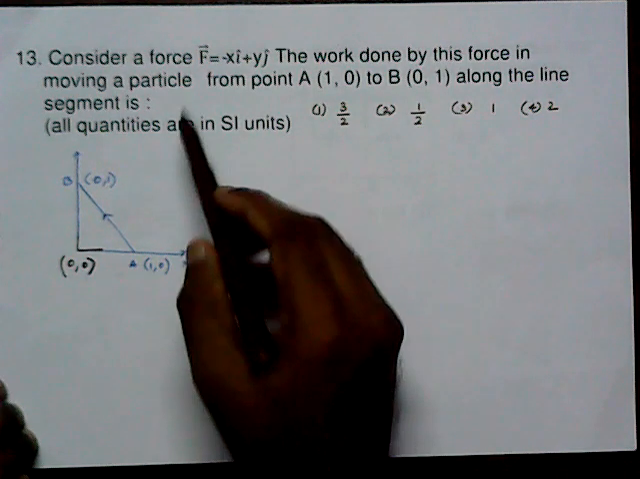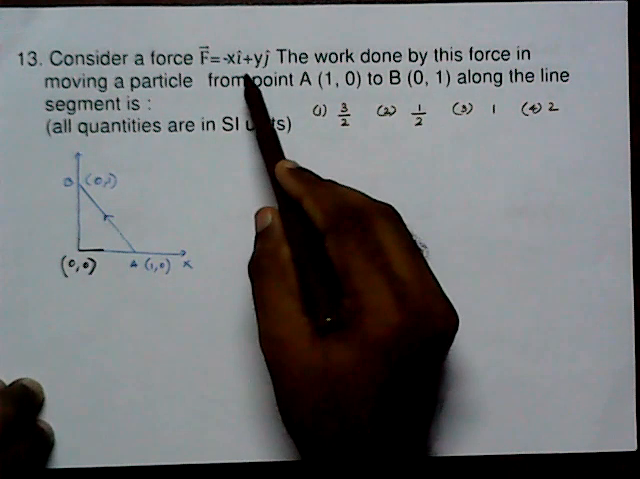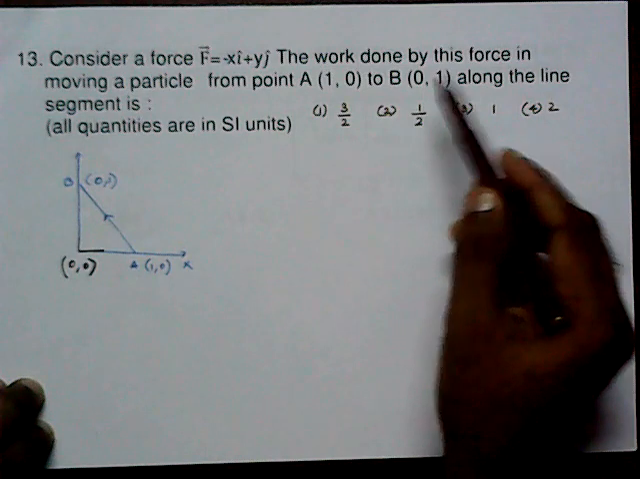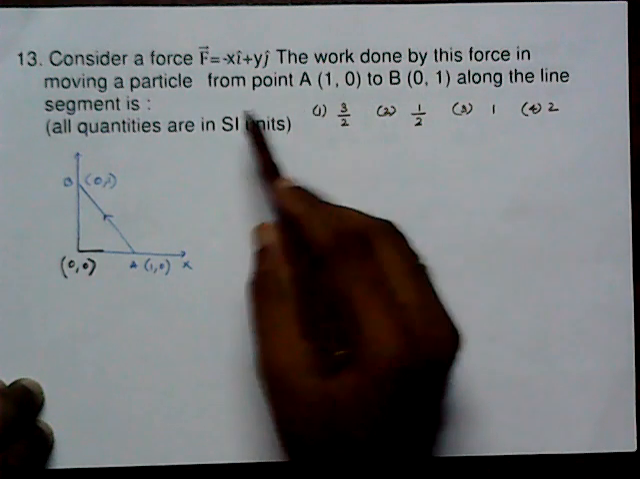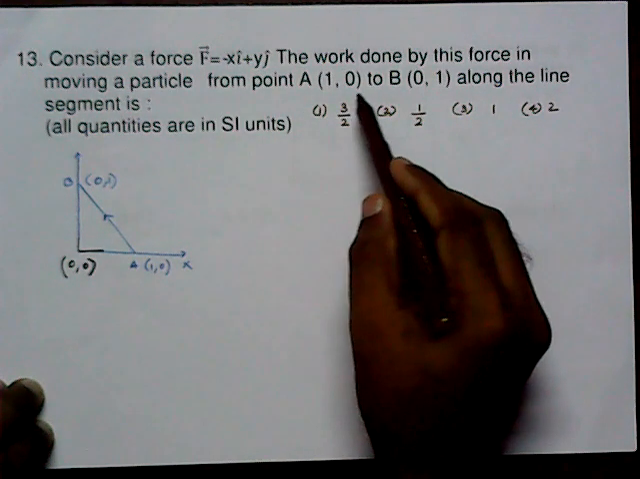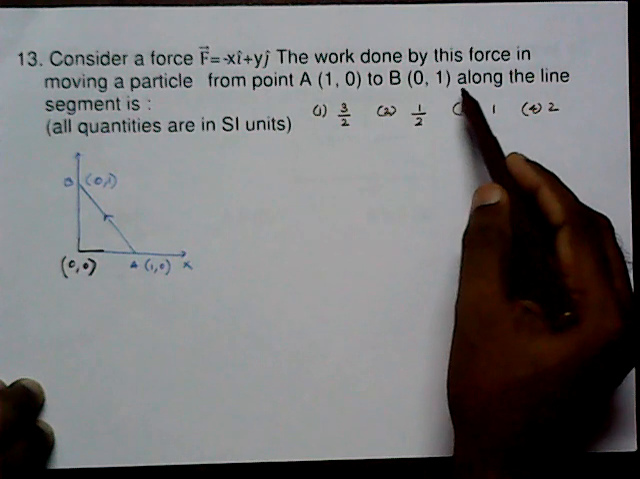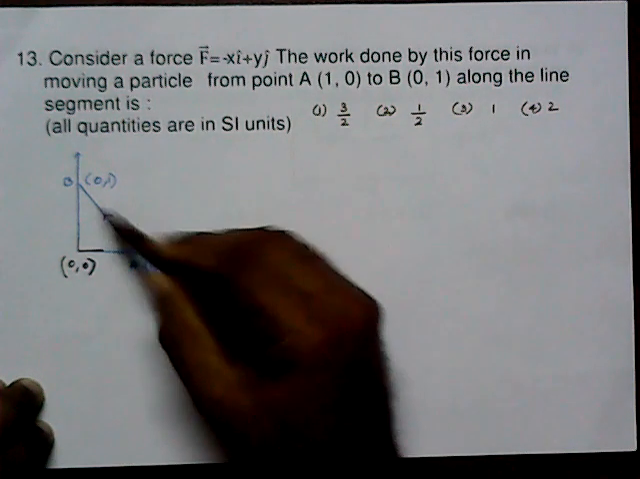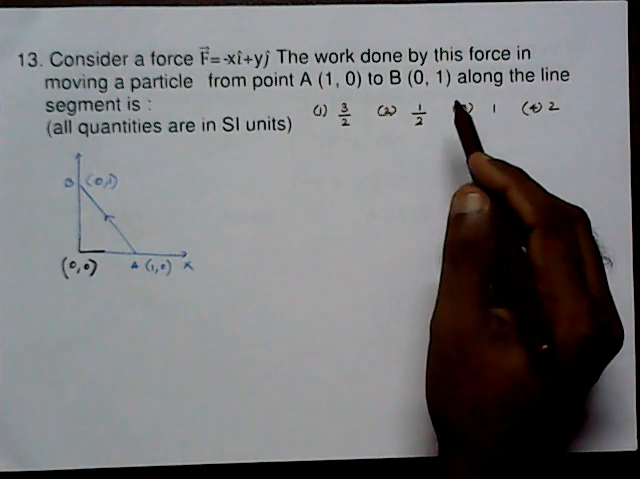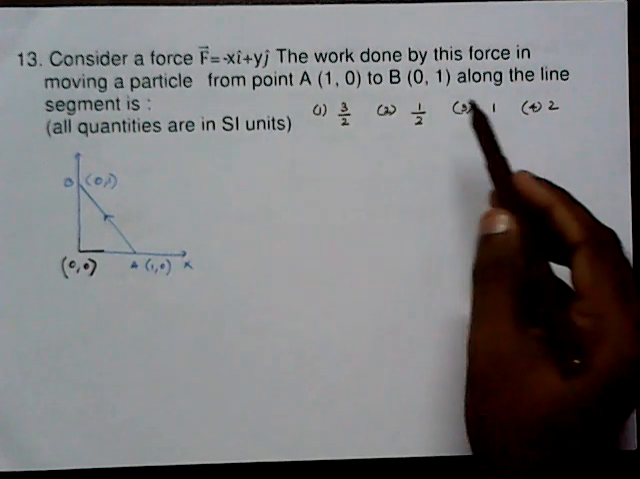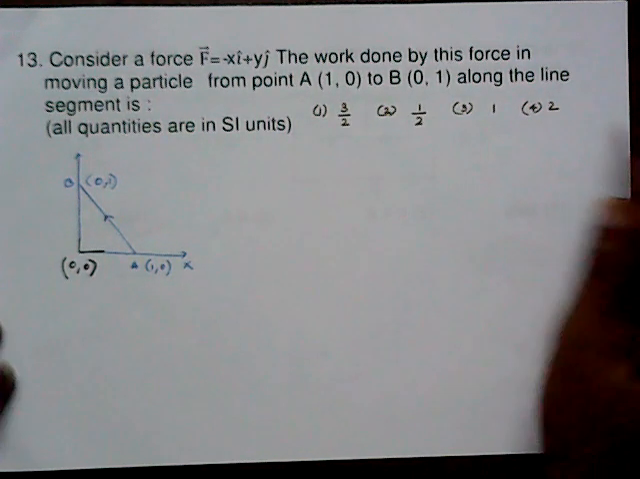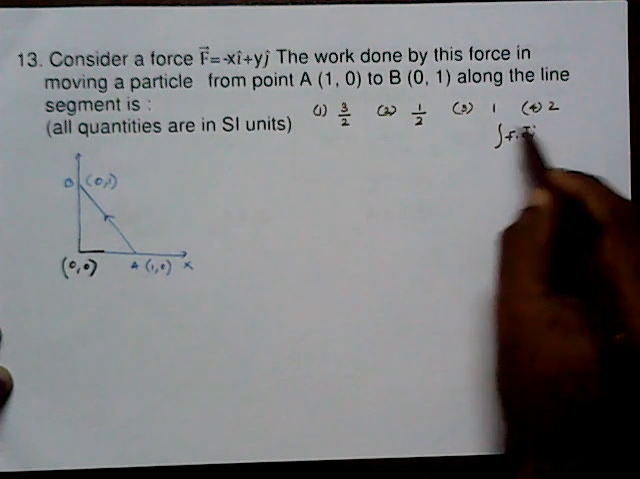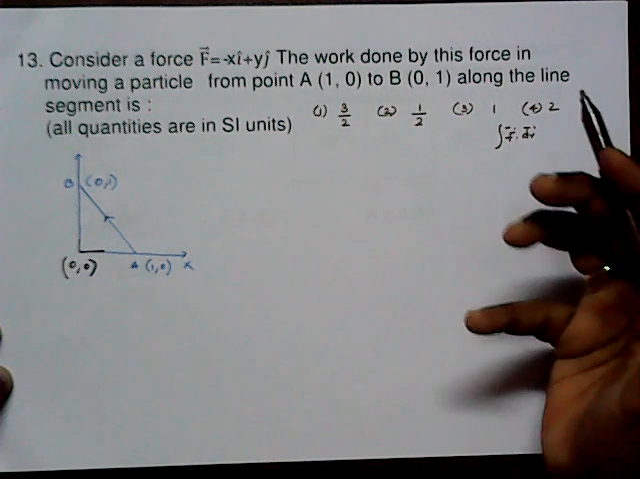Consider a force F equal to minus xi plus yj. The work done by this force in moving a particle from point (1, 0) to (0, 1) along the line segment is... So we need to find the work done. But here the force is a variable one, so we have to use the concept of integration. That is a very important concept. So how can we do it?